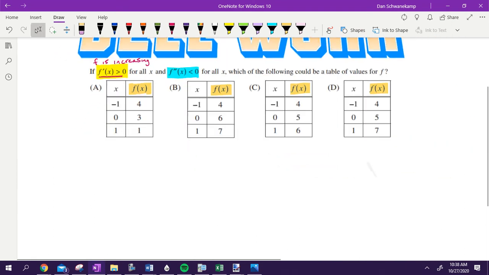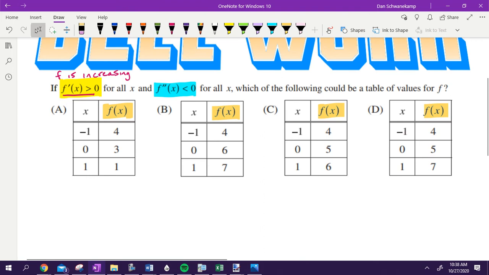So based off of that alone, which one of these answers can I eliminate? A. It goes 4, 3, 1. The y value is getting smaller. It is not A. Okay, f needs to be increasing.